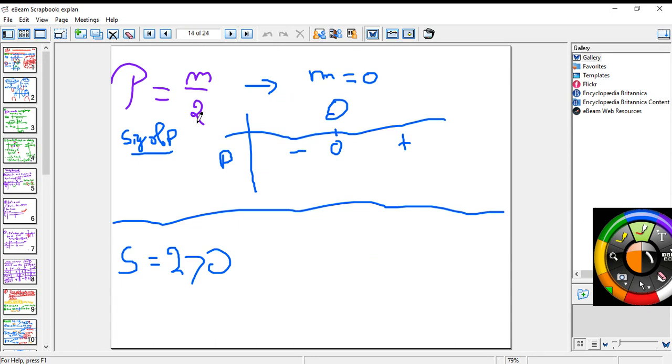P is m over 2. If I do P is C over 8, it gives me m over 2. Also, I need to study its sign. So if we study the sign, the numerator is equal to 0. So P is negative for m less than 0, and P is positive for m bigger than 0. S here is 2, it's given, minus B over A, it's 2, it's positive.